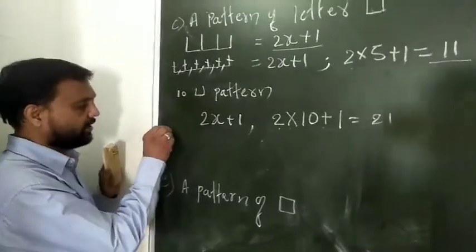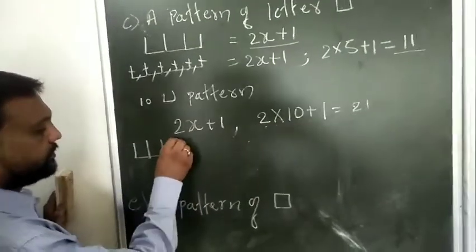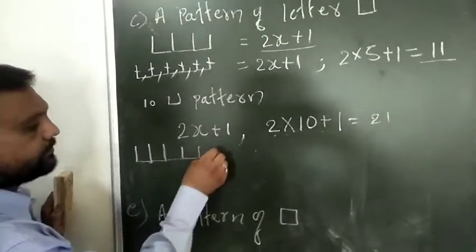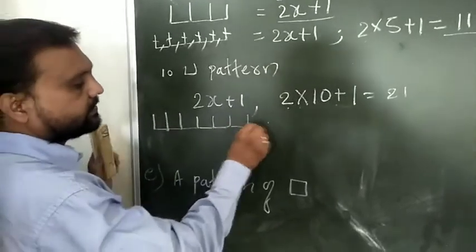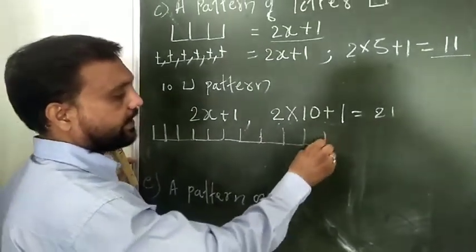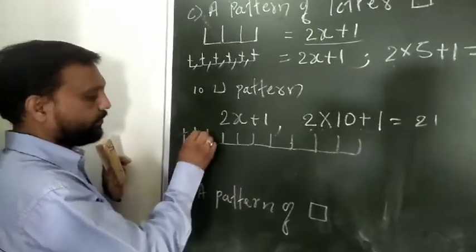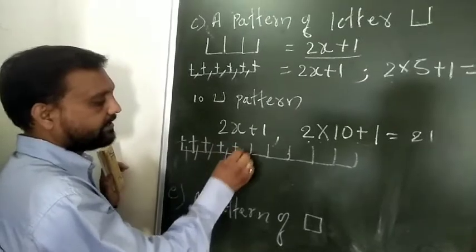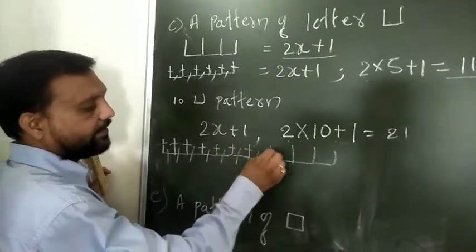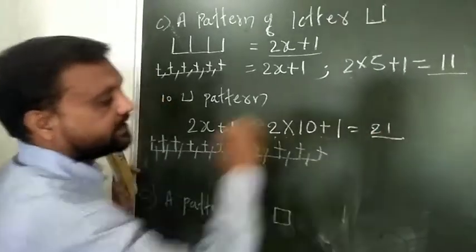So we will see here. This is 1 U, 2, 3, 4, 5, 6, 7, 8, 9, 10. Now we will see how many sticks we require. 1, 2, 3, 4, 5, 6, 7, 8, 9, 10, 11, 12, 13, 14, 15, 16, 17, 18, 19, 20, 21. So 21 sticks we require.